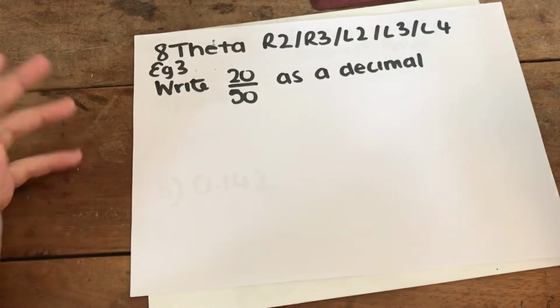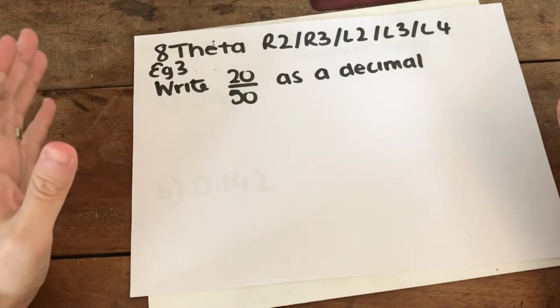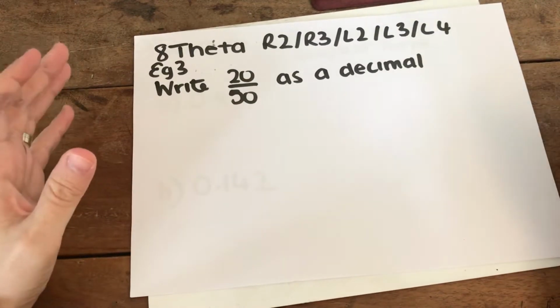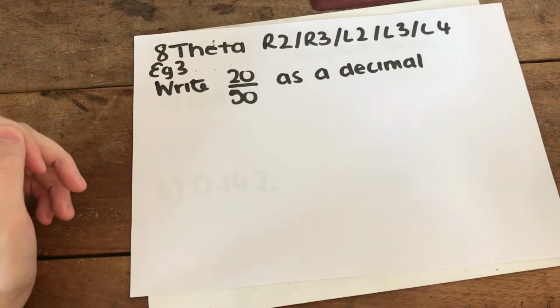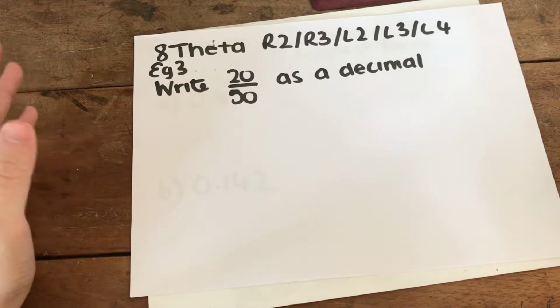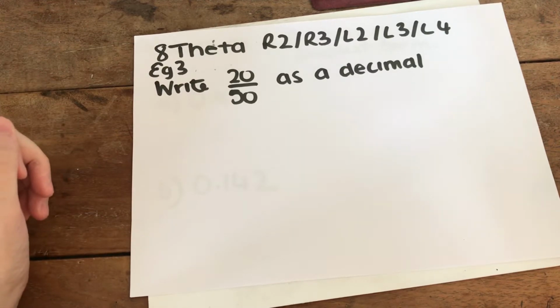So this Knowledge Organiser builds on what we did previously, and it is again writing fractions as decimals. However, this time how we're going to do it is we're going to convert the denominator, which is the bottom number of the fraction, into a multiple of 10, 100 or 1000, and then turn our fraction into a decimal that way.